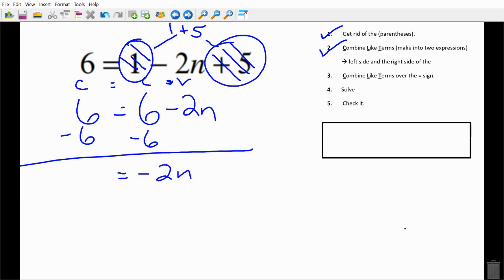And take a look what happens here on the left. I picked this problem on purpose. What is 6 minus 6? 0. 0 is a great number, all right? You can multiply by it. You can add by it.